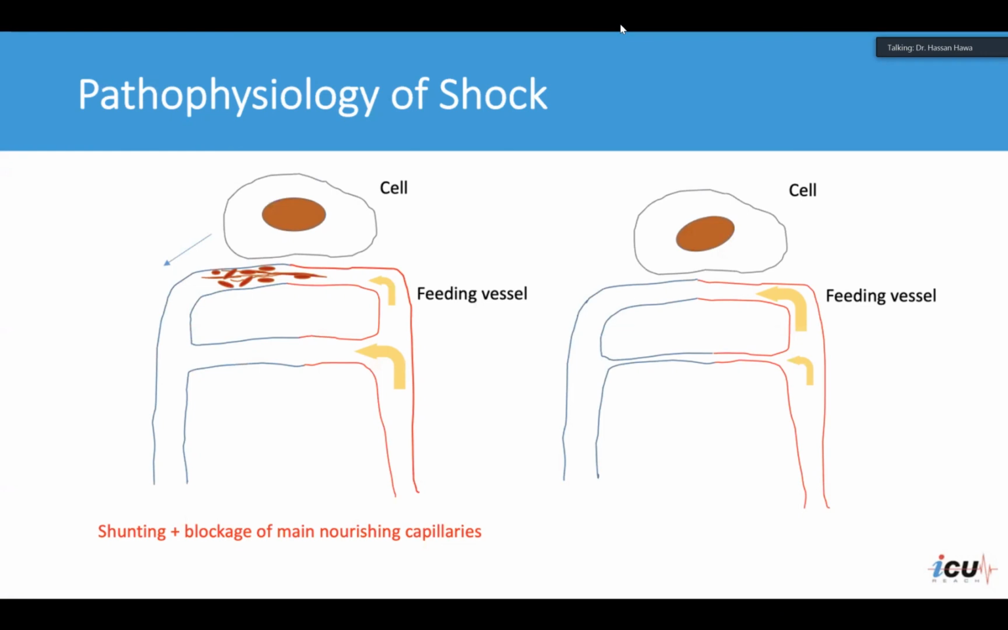And that's why in some patients you end up having high mixed venous oxygen saturation or central venous oxygen saturation, because the blood is coming to the cell, but the cell is shutting itself down and not taking any blood. So the oxygen won't be utilized in the cell and goes back to the right side of the heart unused.